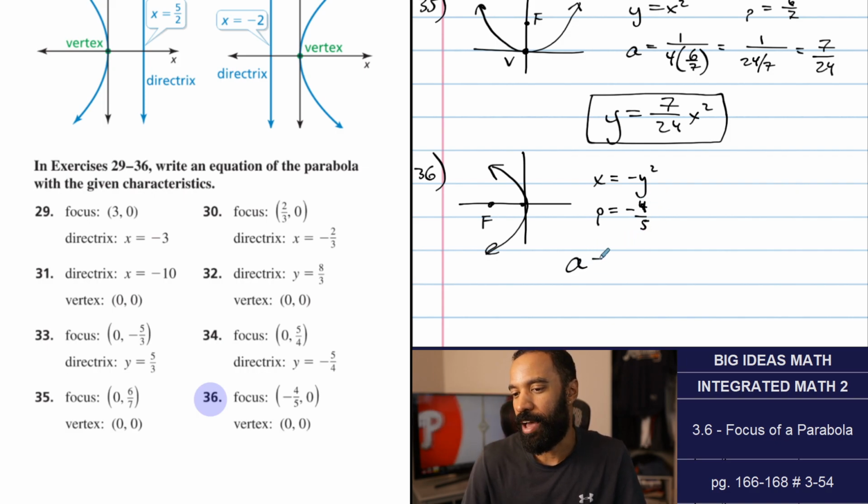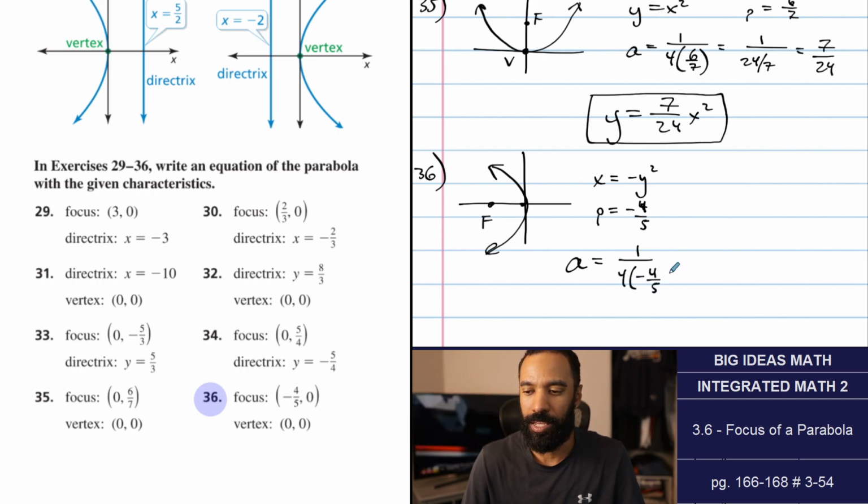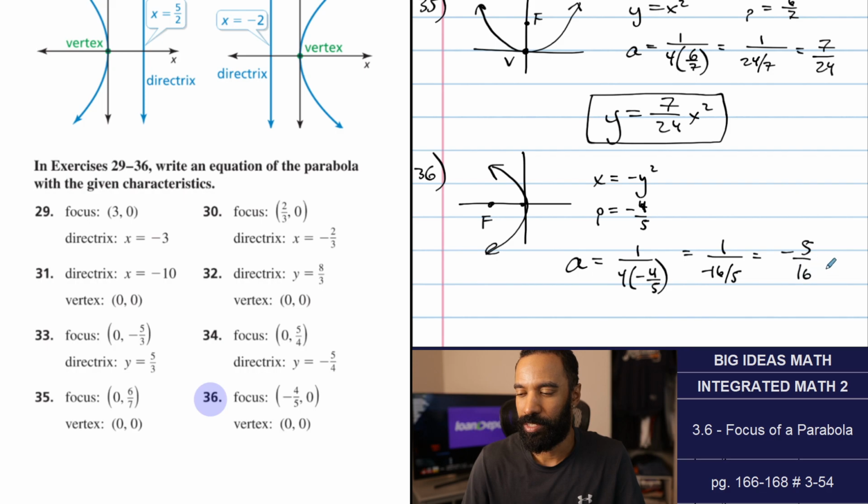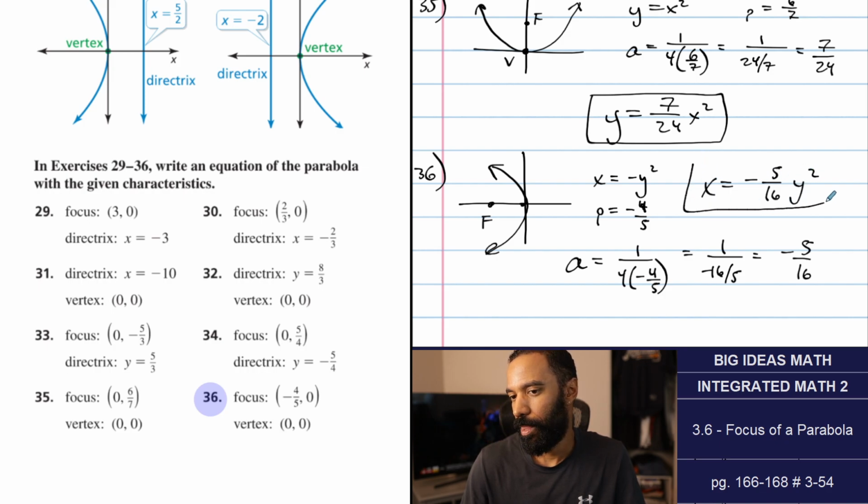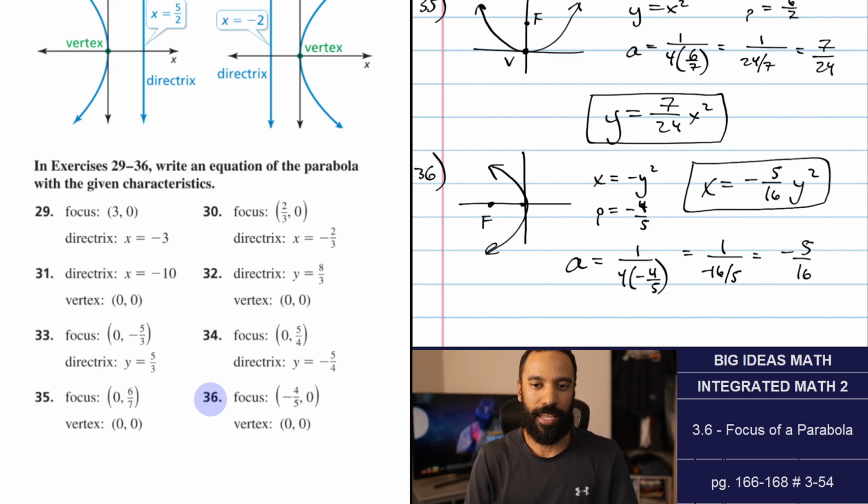And your a value is going to be 1 over 4p, which is 1 over negative 16/5, which is negative 5 over 16. So your equation will be x equals negative 5/16 y squared. Okay, there's that set in writing equations.